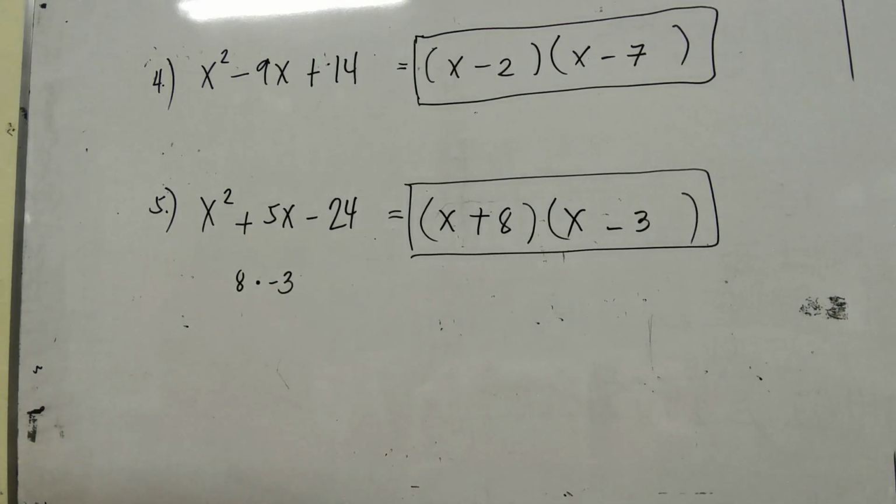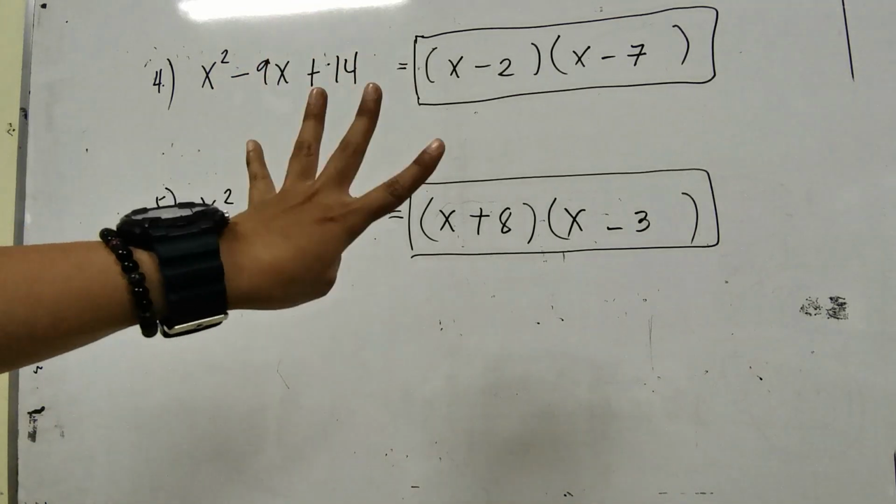So, yun lang guys, ang step-by-step procedure kung paano mag-multiply ng general trinomial where a is equal to 1. Tandaan, meron lang tayong sinunod na 4 steps.